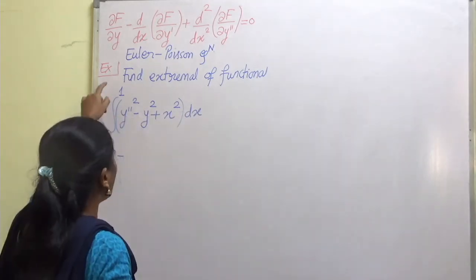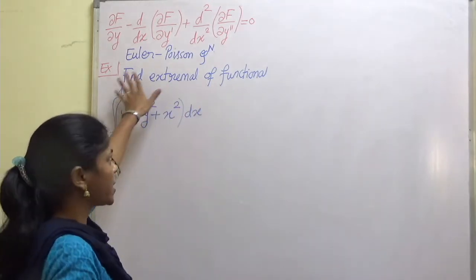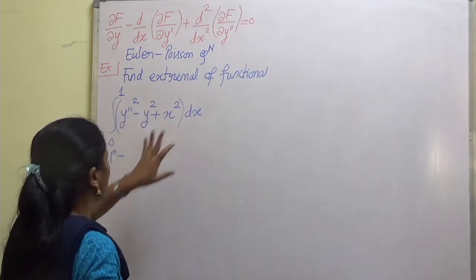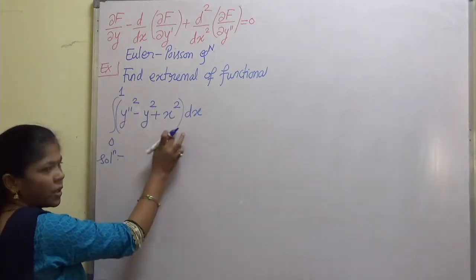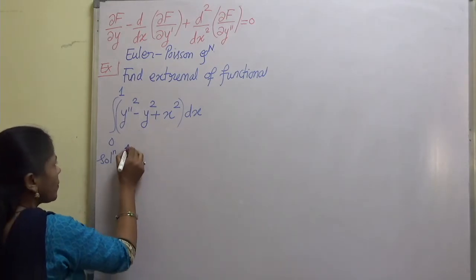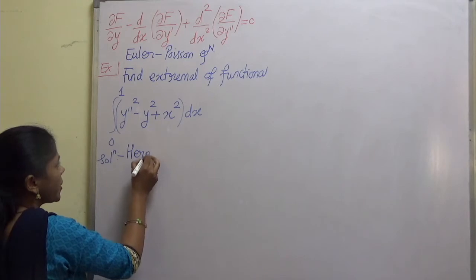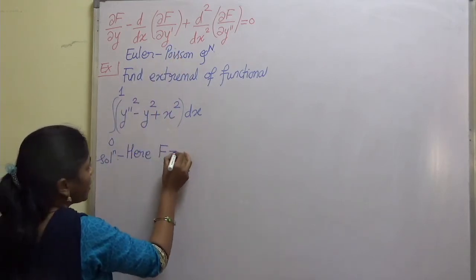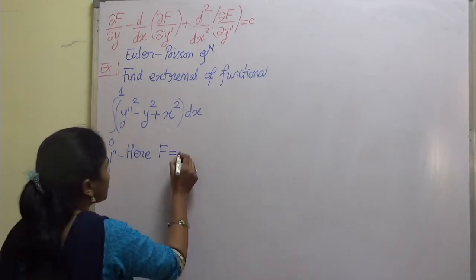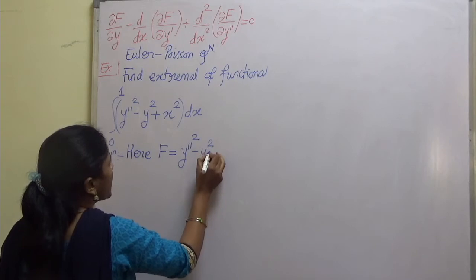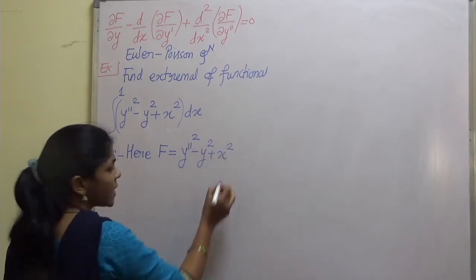So here I have written one example. Let us see how to get the solution. Find the extremal of the functional. See here in this functional we have the second order derivatives, so that's why we will apply the Euler-Poisson equation as mentioned above. First we will identify the function f. F is nothing but y double dash square minus y square plus x square.